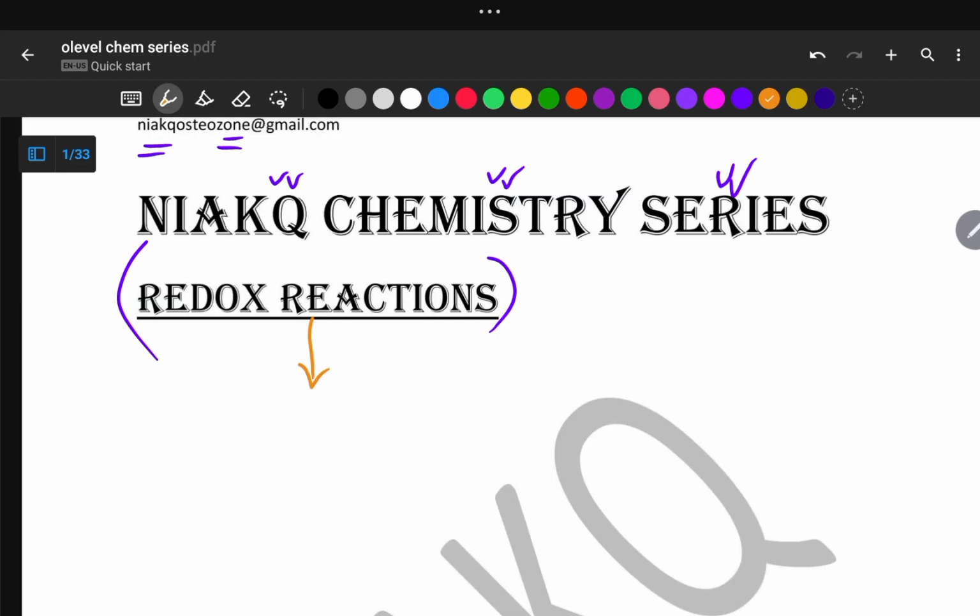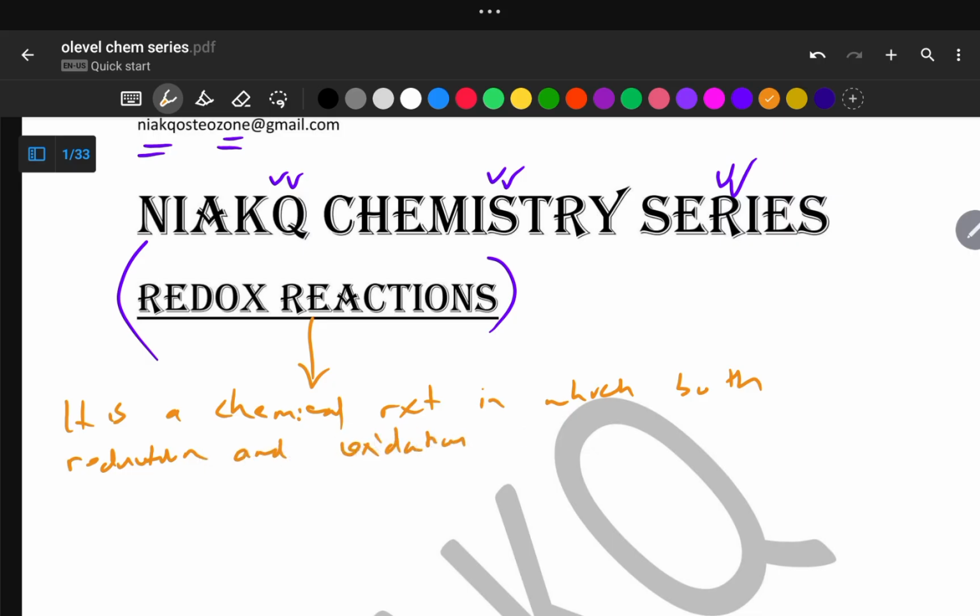So a redox reaction is defined as a chemical reaction in which both reduction and oxidation occur simultaneously, right? So this is the definition for the redox reaction.